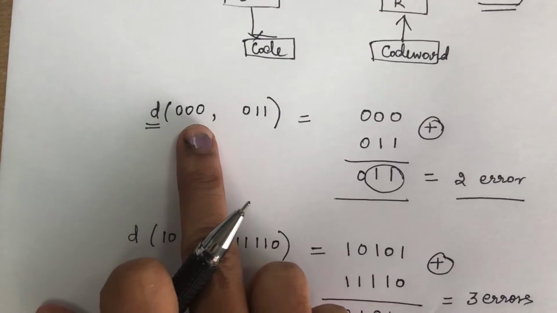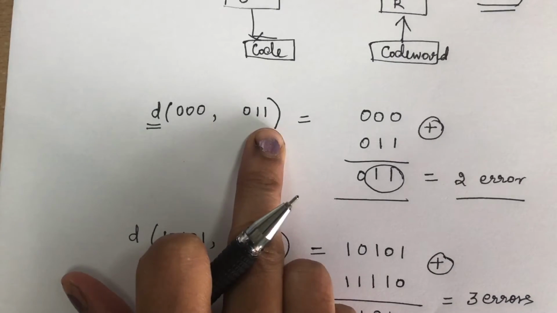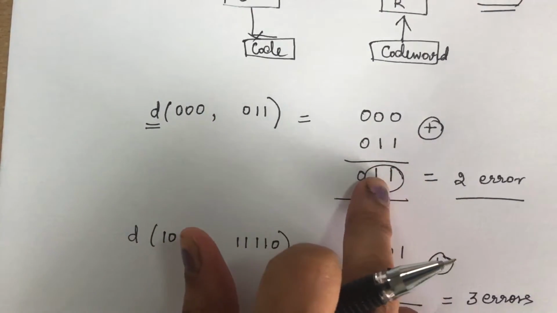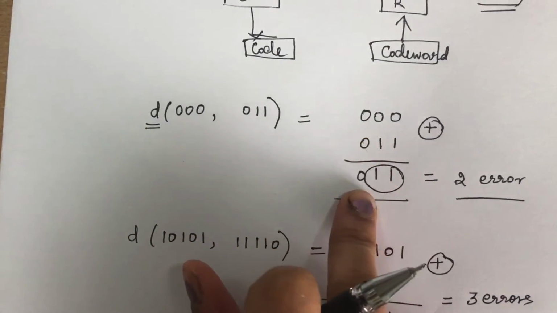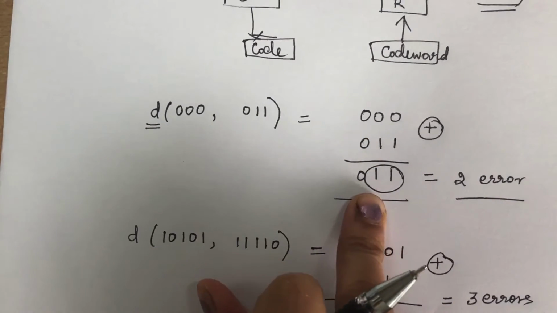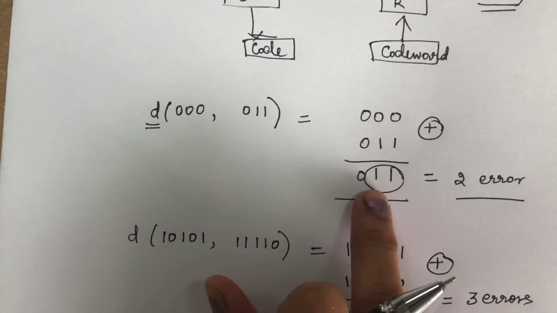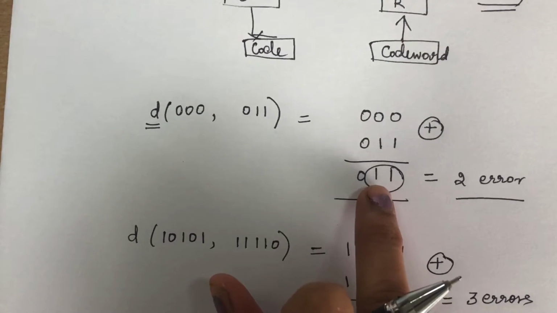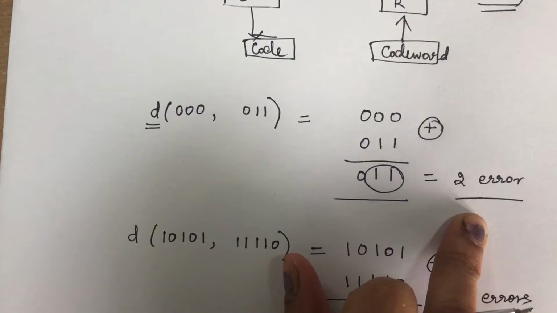We have to take the sent code word and the received code word, and apply the exclusive OR operation between the two. When we apply the exclusive OR operation, we get a result. In that result we need to count the number of ones. Based on the number of ones, we will find out the number of errors.